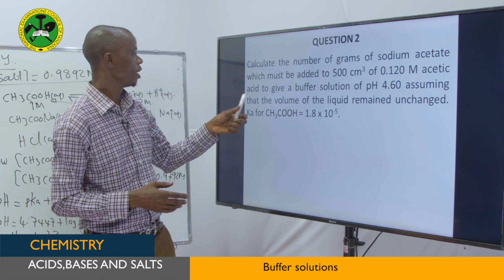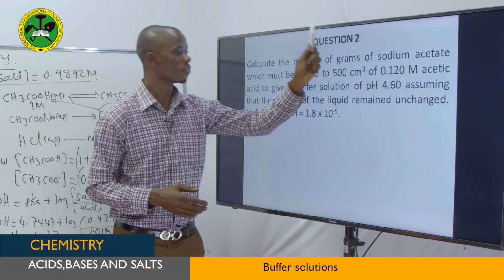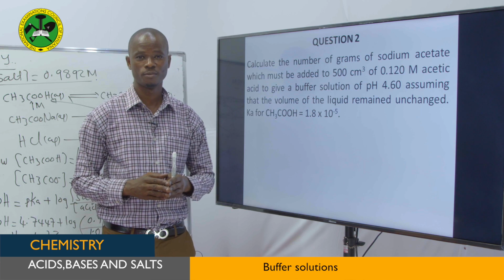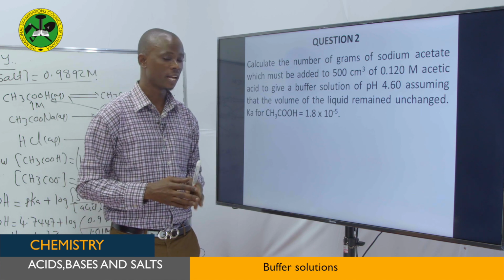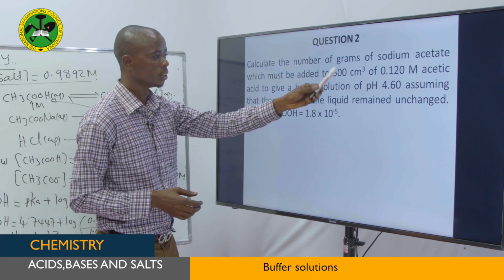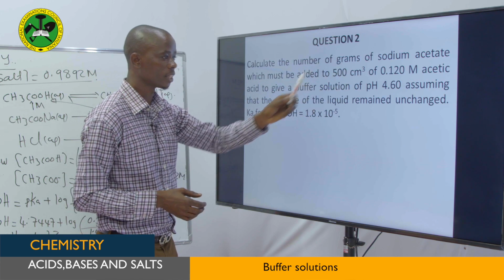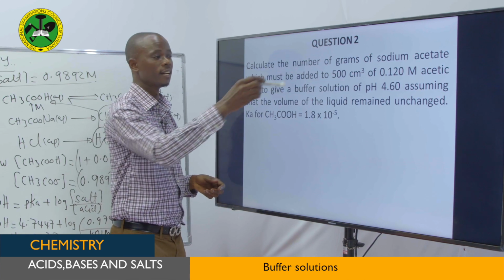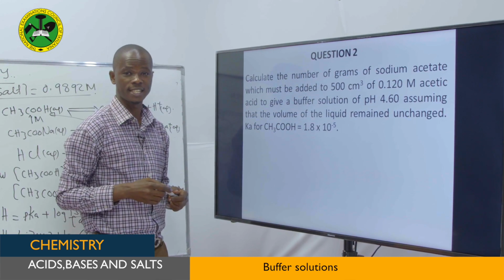When you want to solve this problem, you are told to calculate the number of grams of sodium acetate. That means you are finding the mass. Now what are you going to do to find the mass? Which must be added to 500 centimeter cubic. Now to guide you here, we have the concentration of the acetic acid.